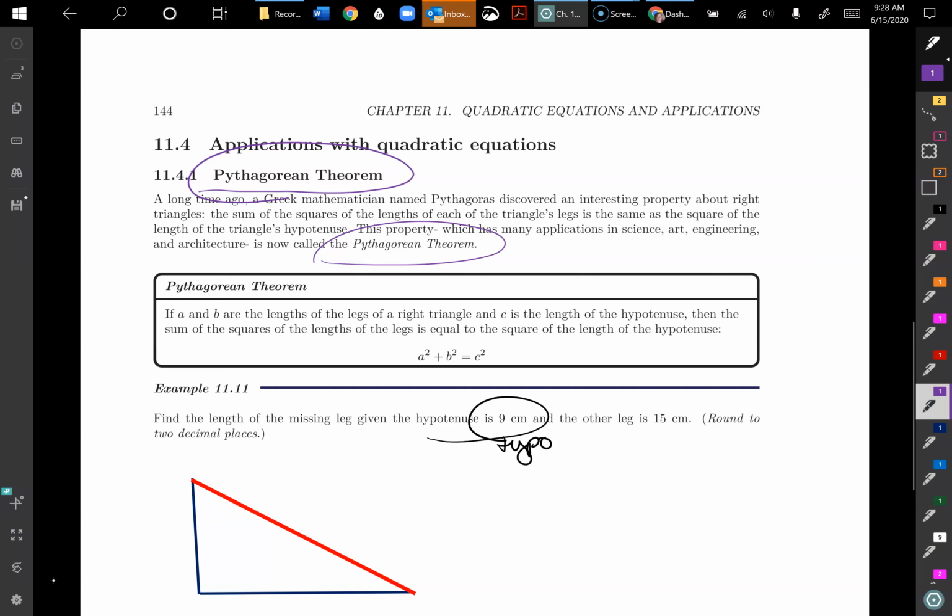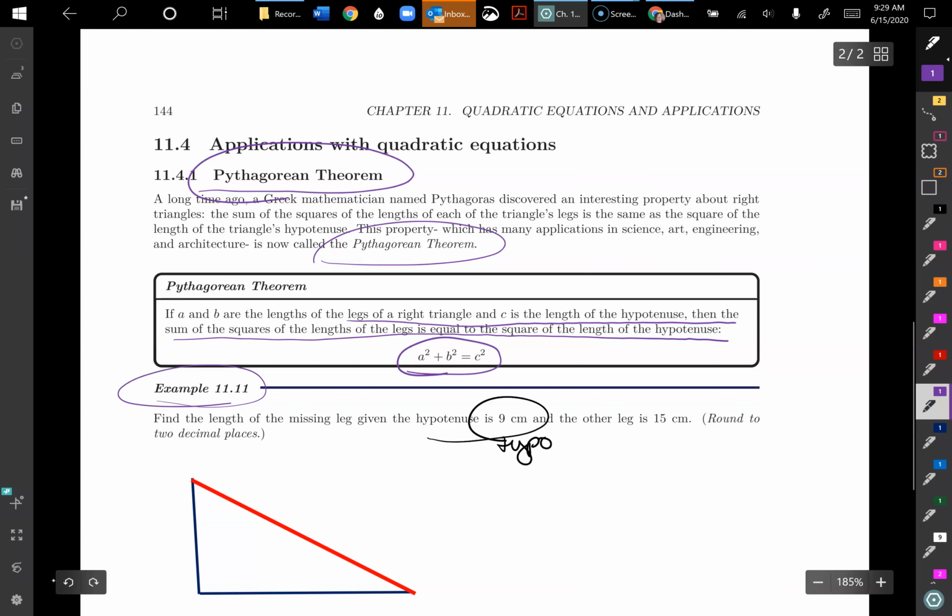If A and B are the lengths of the legs of a right triangle and C is the hypotenuse, then the sum of the squares of the lengths is equal to the square of the length of the hypotenuse. So we have A squared plus B squared equals C squared. You may or may not have seen this somewhere along your math career, but it might have been a while and you may have forgotten it. So we're going to look at how to solve some of these.